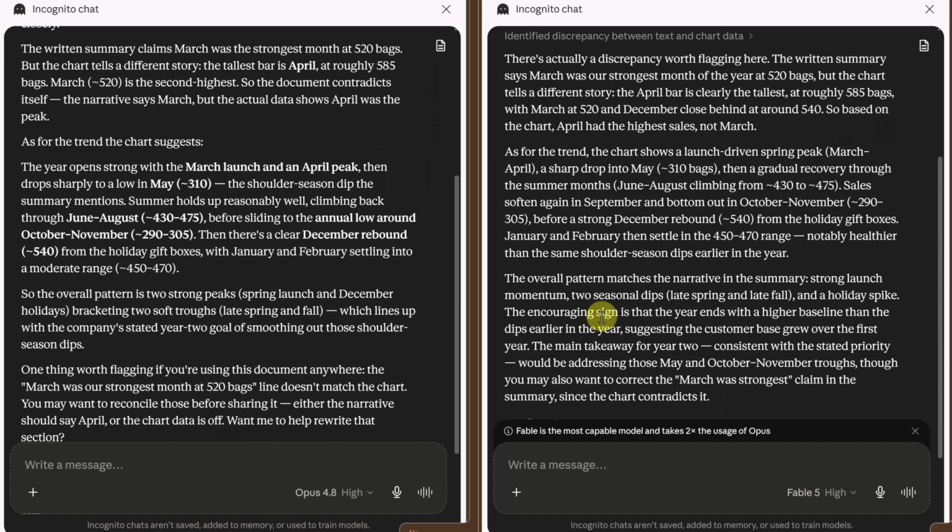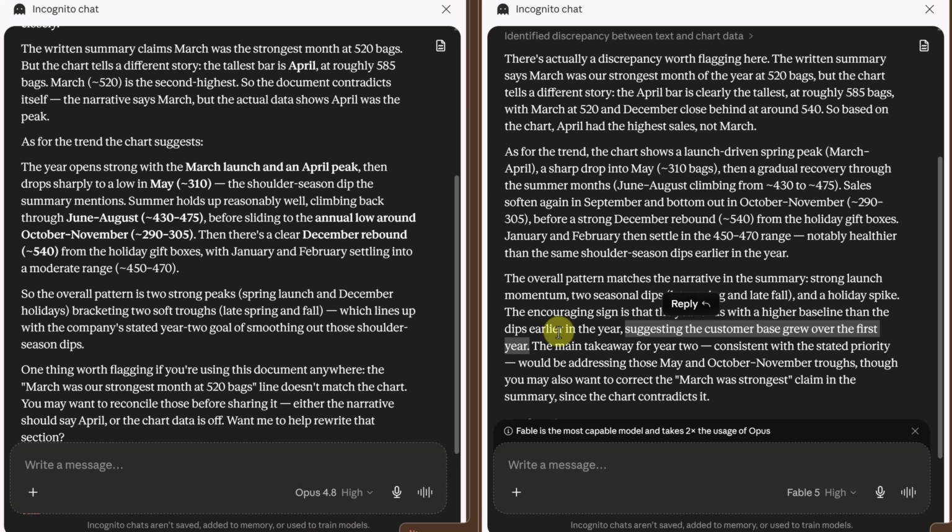Both walk the same trend: launch peak, May dip, summer recovery, fall trough, December rebound, almost interchangeable. But here's the one difference, and it's the same one I found on testing. Look at this line right here, suggesting the customer base grew over the first year. Fable looked at January and February, compared them to the dips earlier in the year, and concluded that the customer base grew. Opus reported the same numbers and stopped there.